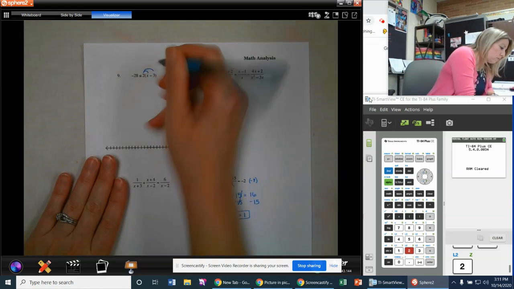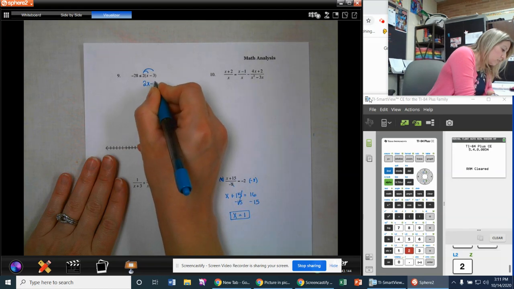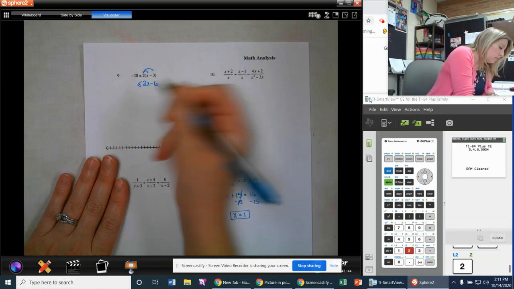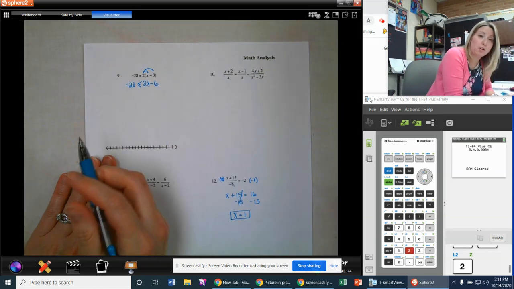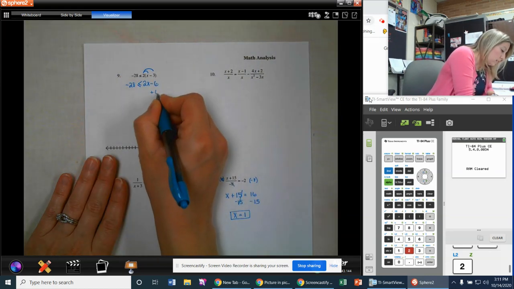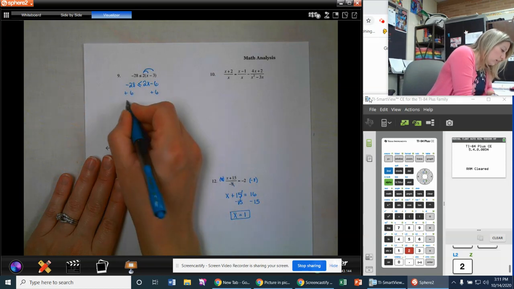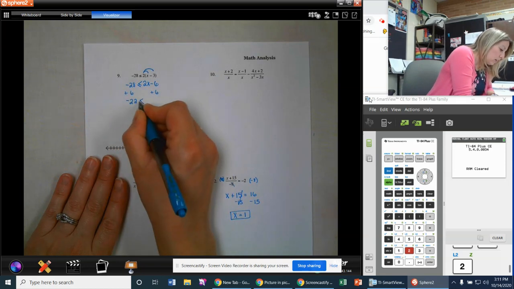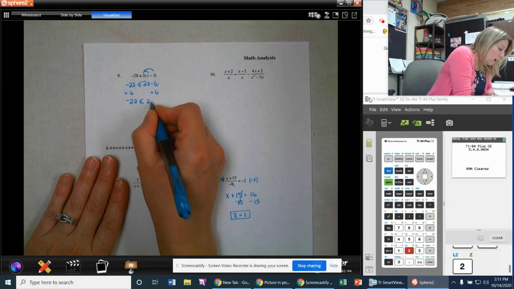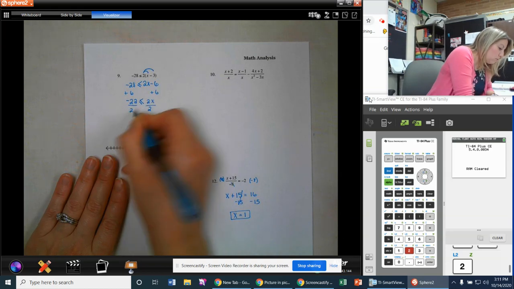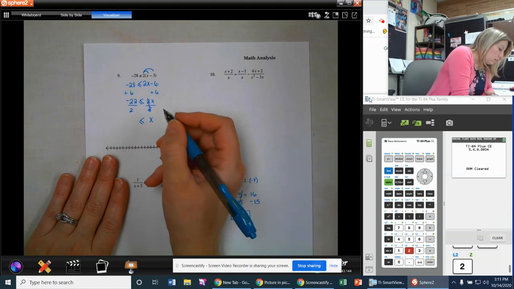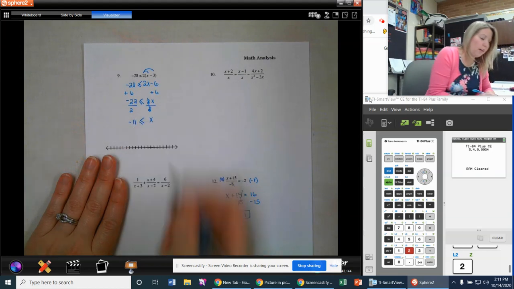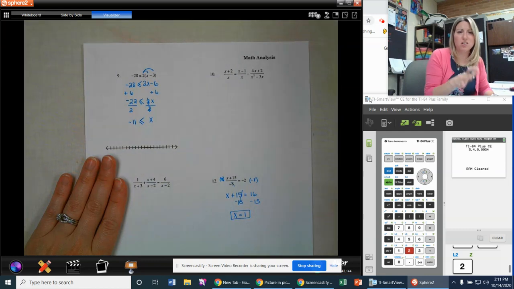Distribute up here. 2x minus 6, right, is, well, negative 28 is less than or equal to 2x minus 6. Let's say it correctly. Add 6, add 6. Cool. I get negative 22 is less than or equal to 2x. So let's divide both sides by 2. And I get negative 11, but I don't like saying it that direction. I really don't. Negative 11 is less than or equal to x.